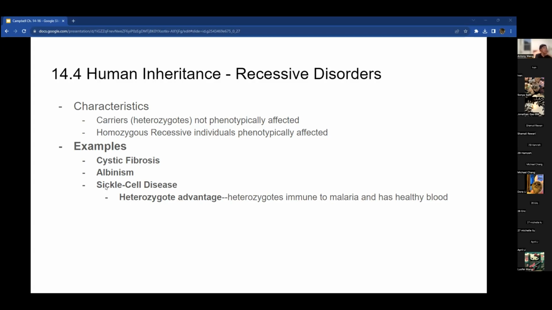If you're homozygous for the sickle cell trait, then you get sickle cell disease. That means that your blood cells sickle very easily. They form scythe-shaped things. They clog up your capillaries.